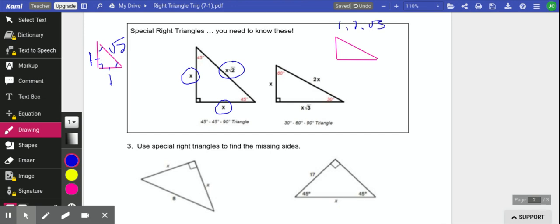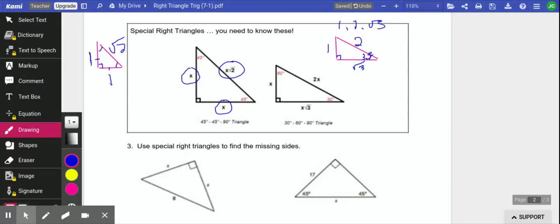Now, where they go: the 30-degree angle, that's the smallest one, so across from it gets the smallest side. The hypotenuse across from the 90-degree angle is the biggest. The biggest number is 2. And so that means across from the 60-degree angle is the root 3. Okay, so those are the sides of the 30, 60, 90: 1, 2, and root 3 in that order.